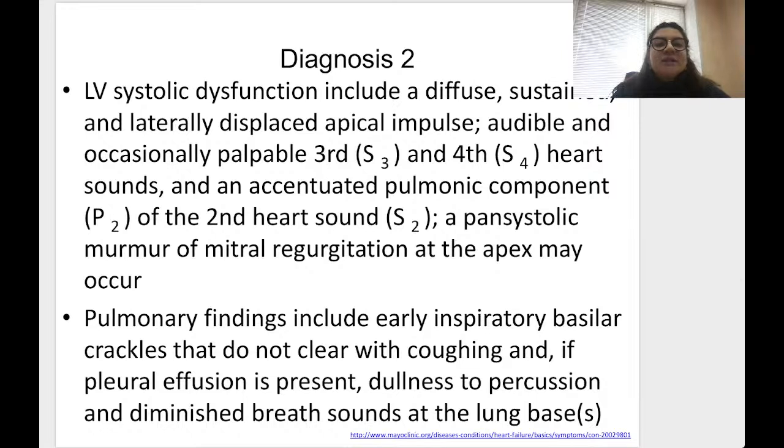Left ventricle systolic dysfunction includes a diffuse, sustained, and laterally displaced apical impulse, audible and occasionally palpable third and fourth heart sounds, and an accentuated pulmonic component of the second heart sound. Pansystolic murmur of mitral regurgitation at the apex may occur. Pulmonary findings include early inspiratory basilar crackles that do not clear with coughing, and if pleural effusion is present, dullness to percussion and diminished breath sounds at the lung bases.